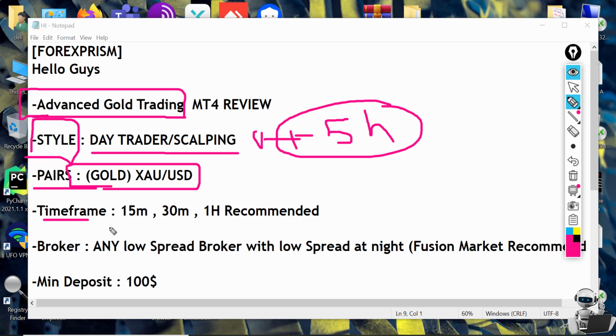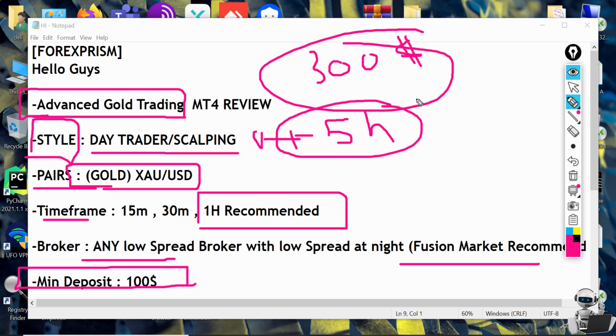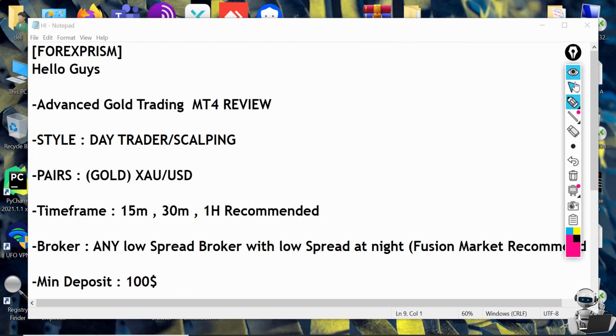As for time frame, there are 3 or 4 you can use, but the recommended one is 1 hour. Any low spread broker works, and I usually recommend Fusion Broker. Minimum deposit is $100, but if you have more, maybe $300, I think for any expert advisor, so you can see some decent profit. I recommend $300, especially for gold, because the lot size is different from forex pairs.